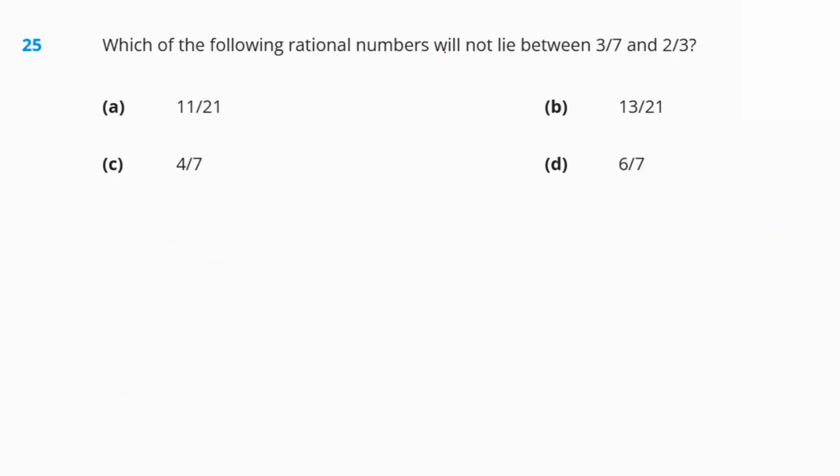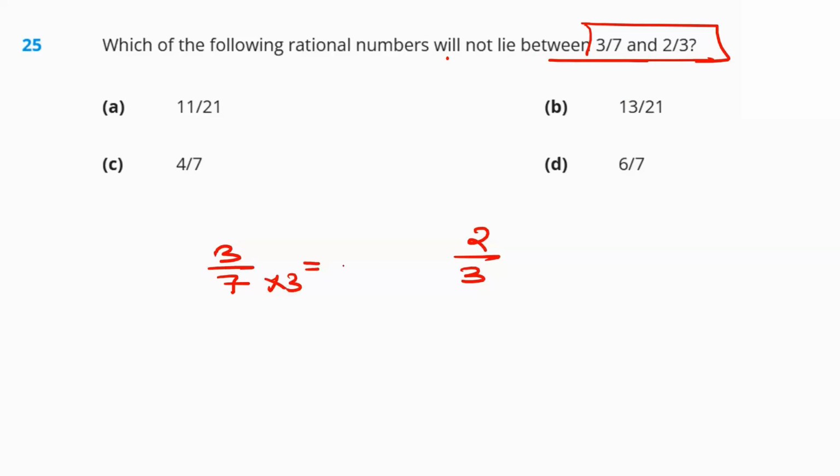The next question: which of the following rational numbers will lie between 3 by 7 and 2 by 3? If we take the LCM of 3 by 7 and 2 by 3 to make the denominators the same, it can be 21. Converting into 21, that's 9 by 21, and this becomes 14 by 21. So which of them is between 9 and 14 by 21? Option B, 13 by 21, is the answer.